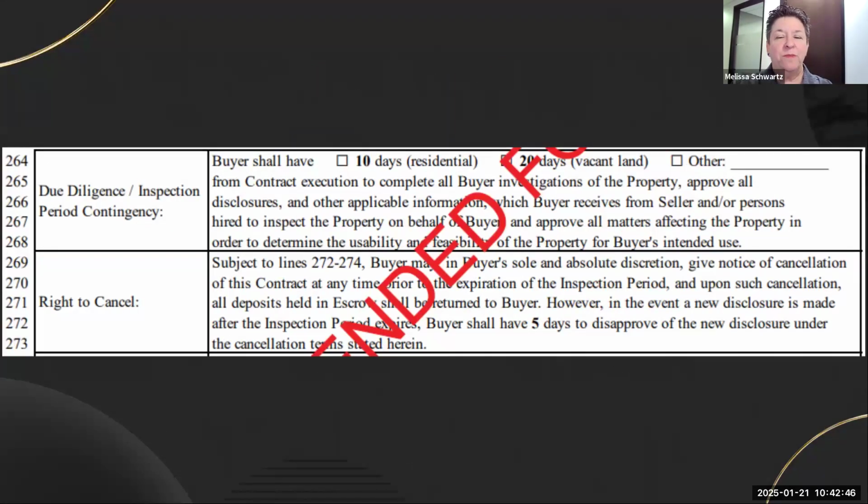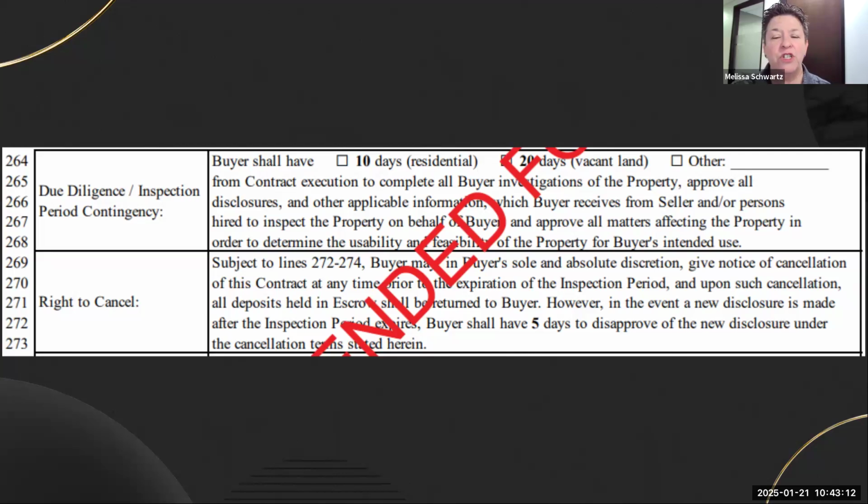Due diligence inspection period. How are we doing on timing? Oh, we're through one document. There we go. Okay. Due diligence, 10 days, 20 days for vacant land, unless you change that. So they have that in there for the two, which is the same as AAR right now. Right to cancel: buyer can cancel prior to the expiration of the inspection period.